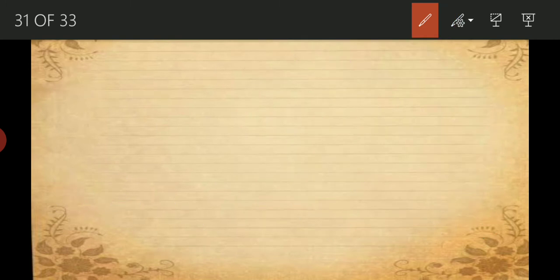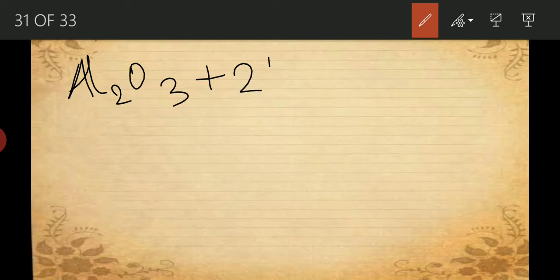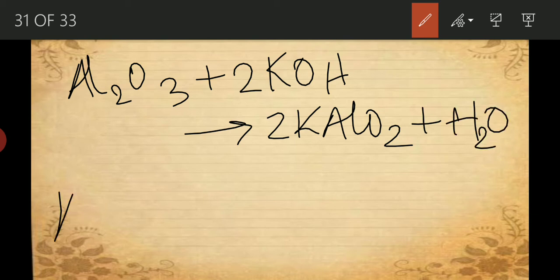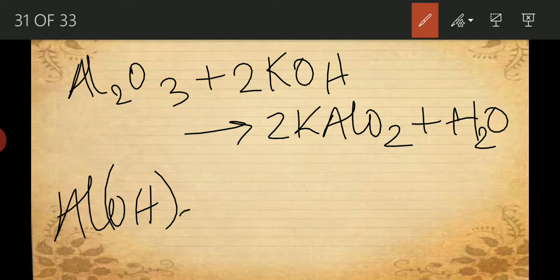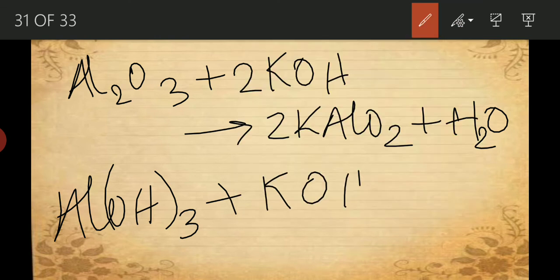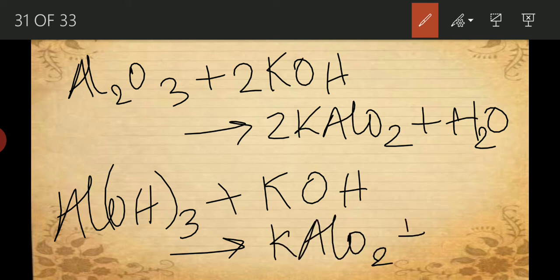And when this same aluminium oxide reacts with another hot concentrated alkali, that is potassium hydroxide, then again it forms the corresponding salt, that is potassium aluminate and water. And when aluminium hydroxide reacts with potassium hydroxide, hot concentrated alkali, then it forms again the same corresponding salt, only the difference lies in the balancing of water.